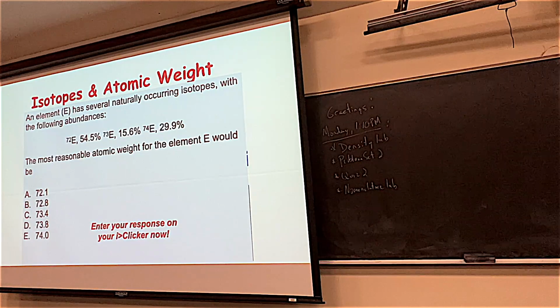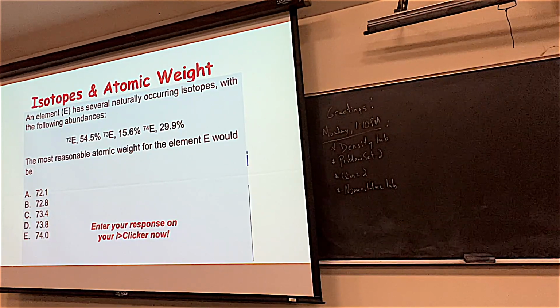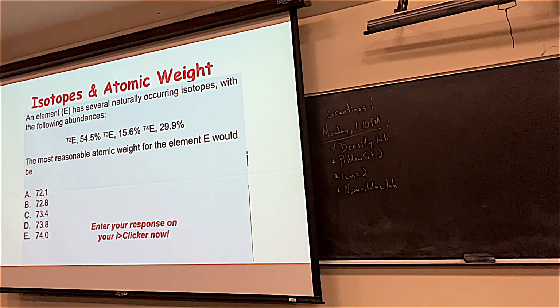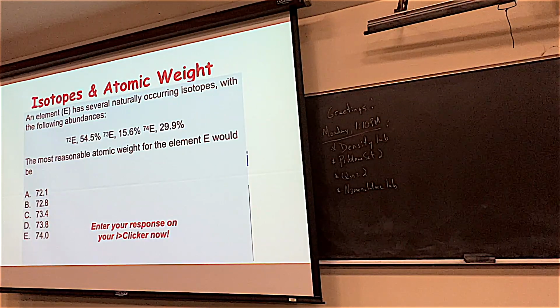Speaking of which, here's a question. We've got some random element E, and element E has 3 different percentages. The question is, which one would be the most reasonable atomic weight? Well, because this is the highest one, we would expect the atomic weight to be close to 72, because more than half the time it's going to be 72.